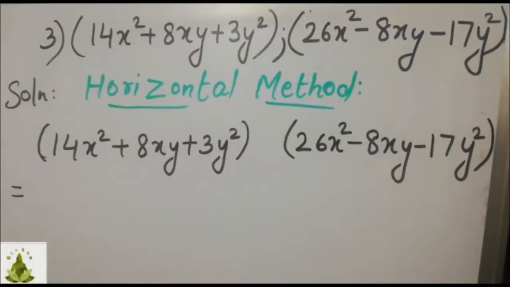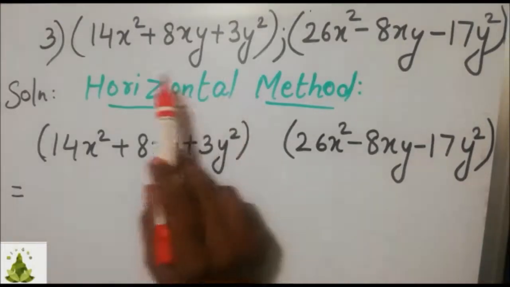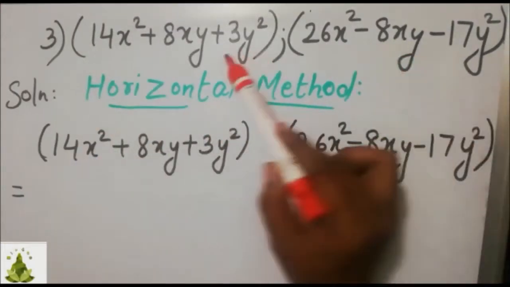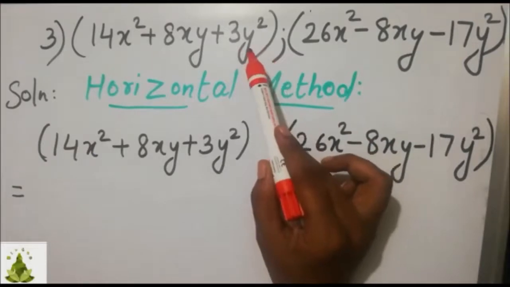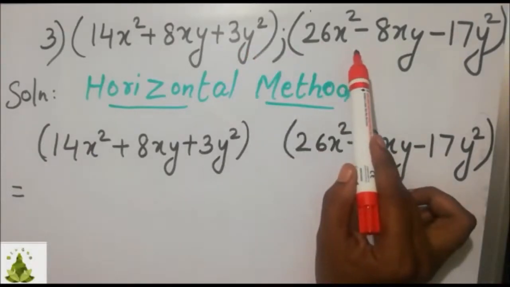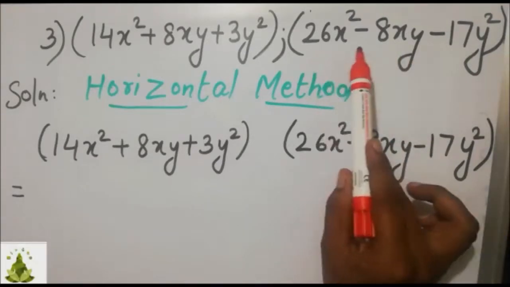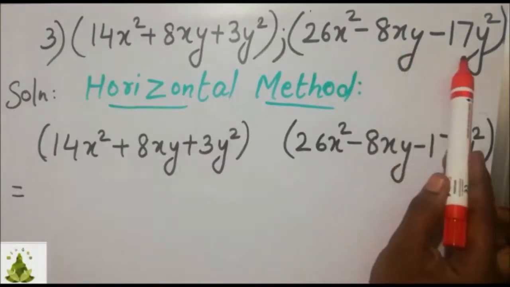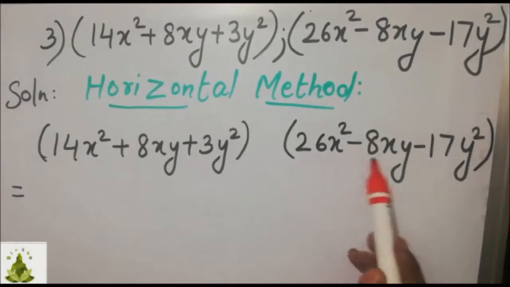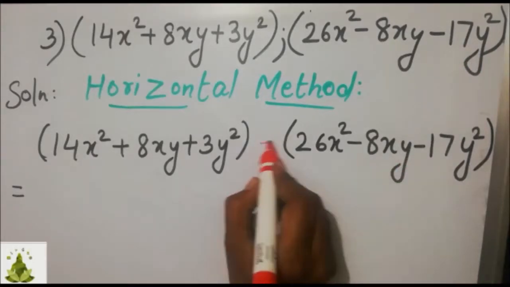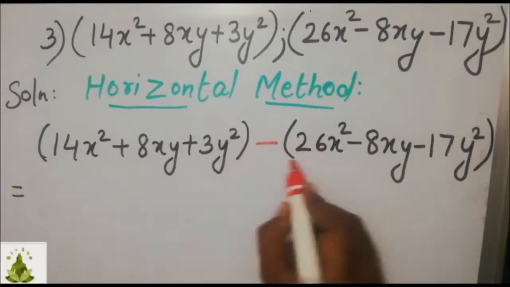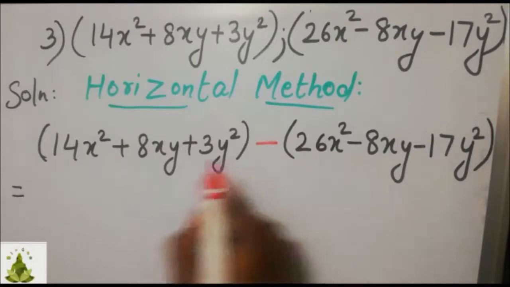Good morning, children. From practice set 34, we are going to do question number 3 now. In both the methods we will see. Now the question given is 14x square plus 8xy plus 3y square. From this you have to subtract the second expression. The second expression is 26x square minus 8xy minus 17y square. This expression you have to subtract, means minus this.